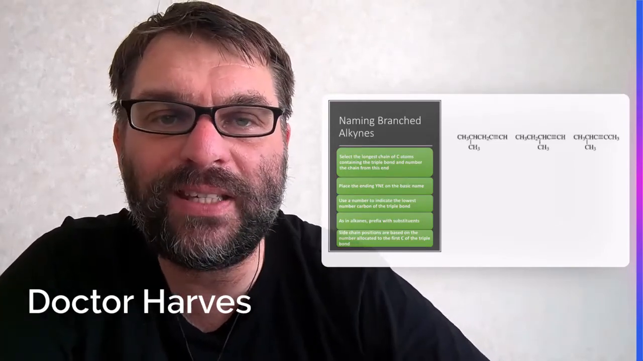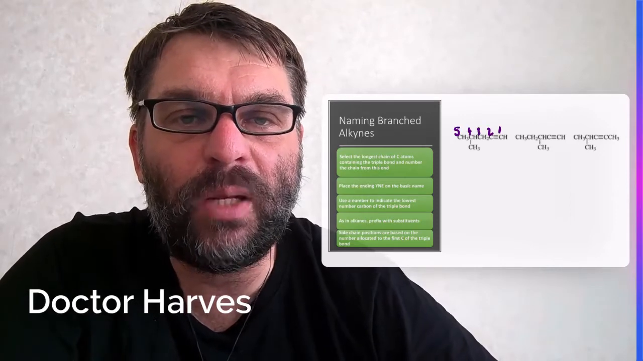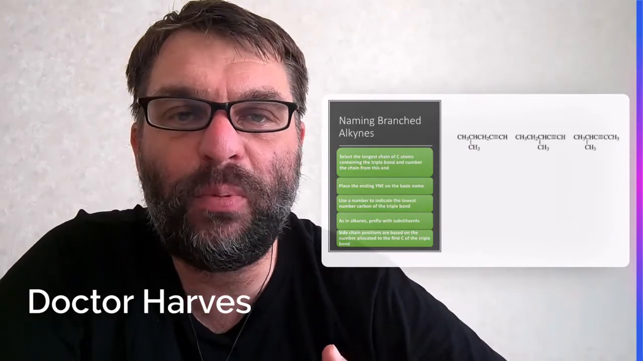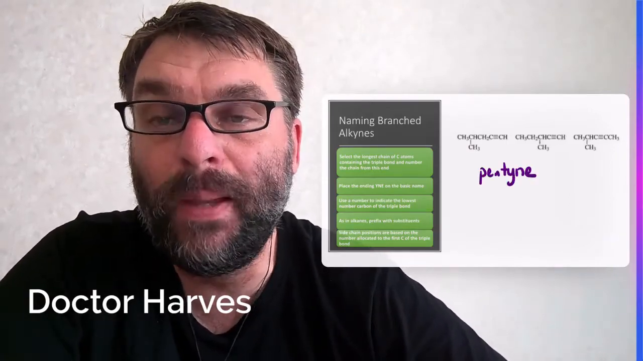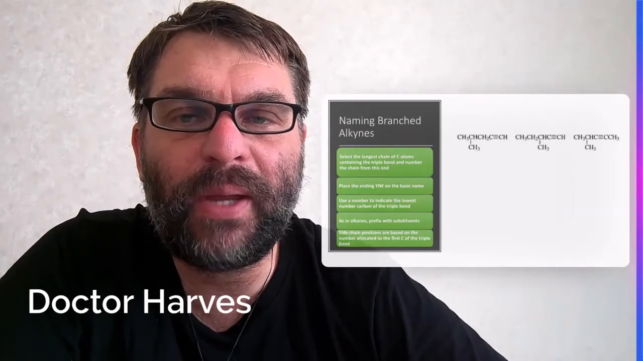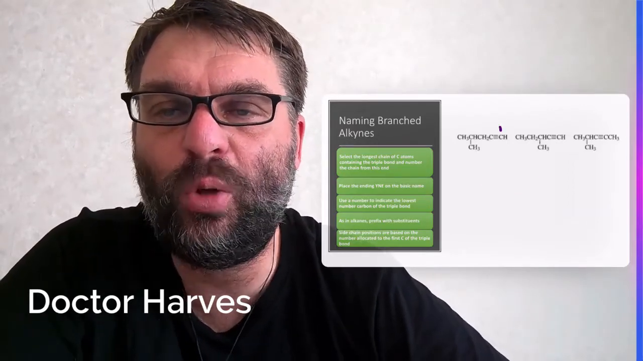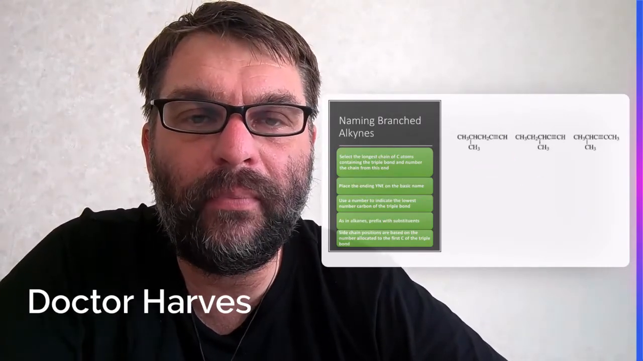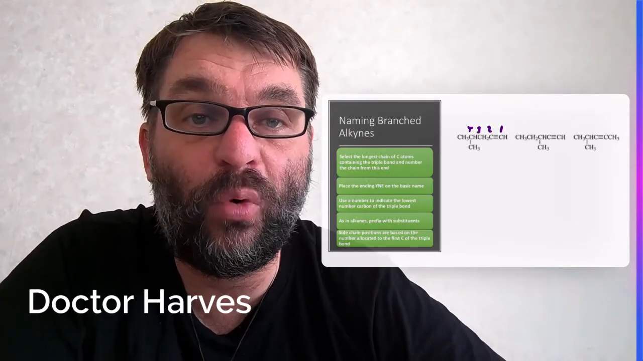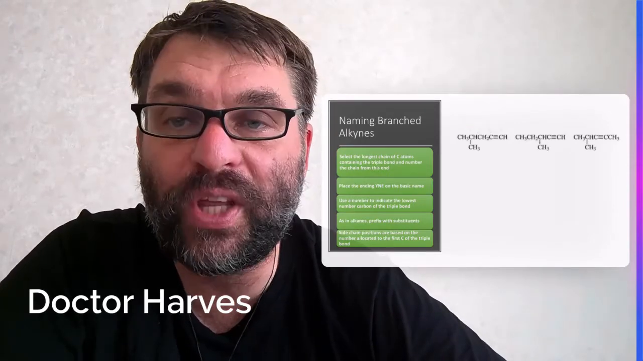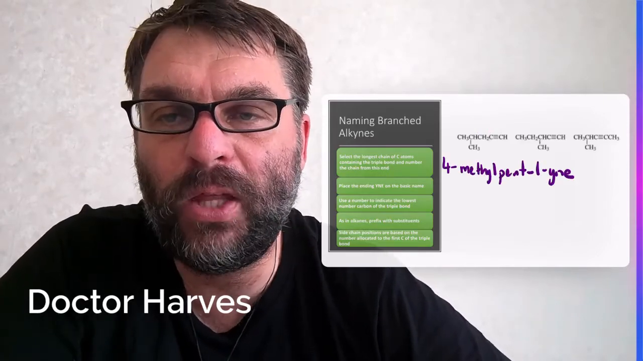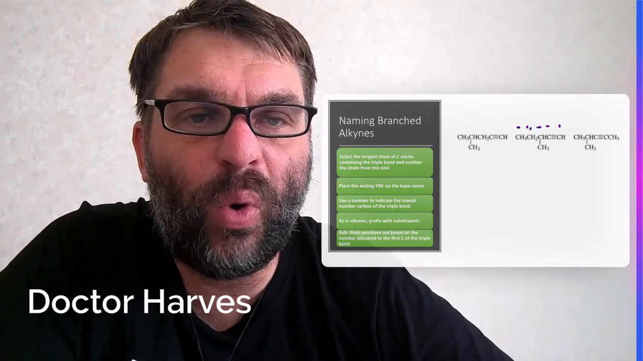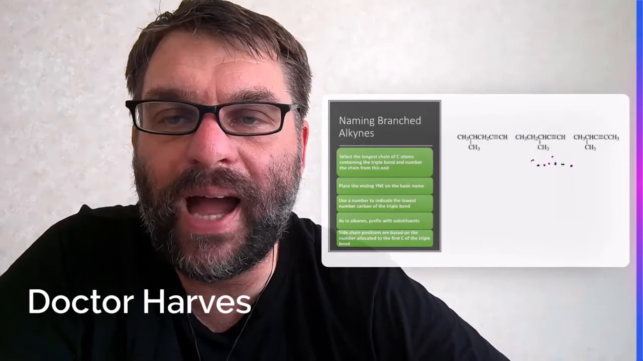Okay, so looking at the first example, the longest chain is going to be 1, 2, 3, 4, 5. Okay, and the triple bond, so therefore it's pentyne. Okay, and the carbon with the triple bond is the first one, so it will be pent-1-yne, and then the methyl group is going to be therefore on the 1, 2, 3, 4th carbon, so it will be 4-methylpent-1-yne. The second example, again, you've got 1, 2, 3, 4, 5 carbons in the longest chain.